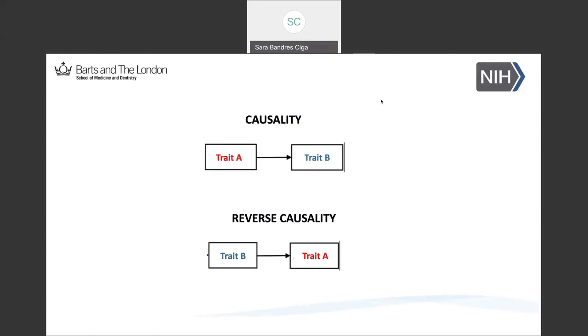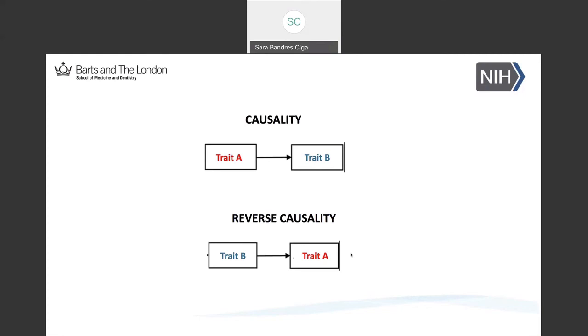So the real thing that MR is getting at is causality. That a particular trait, exposure or risk factor, trait A, causally affects trait B, your outcome. And reverse causality is when trait B affects trait A, your chance of being exposed.